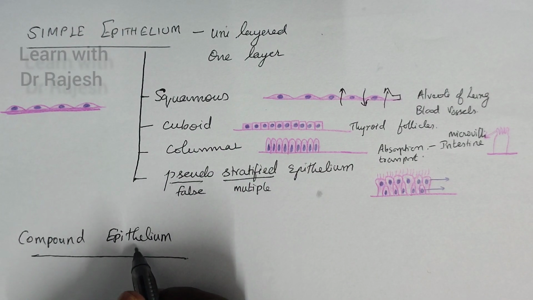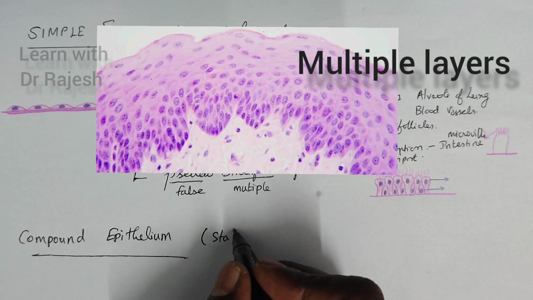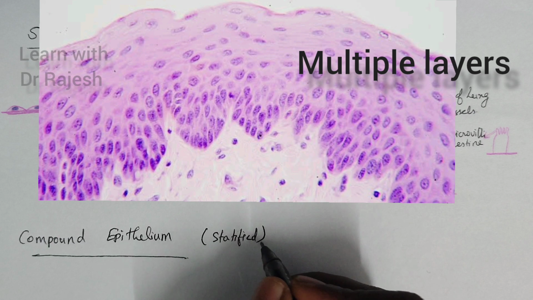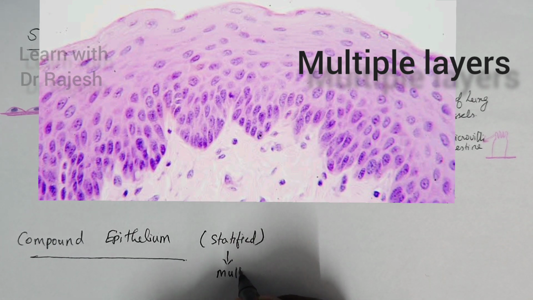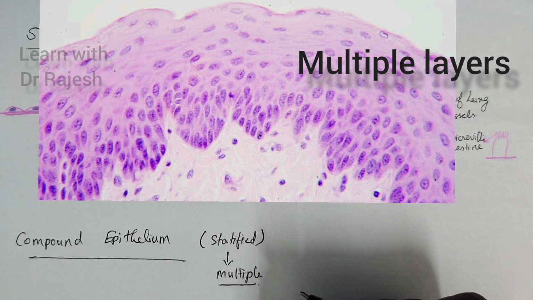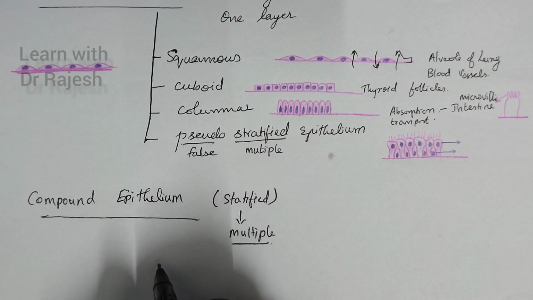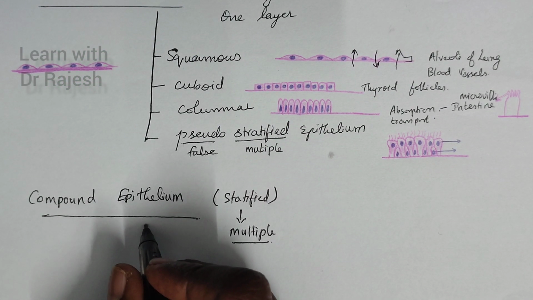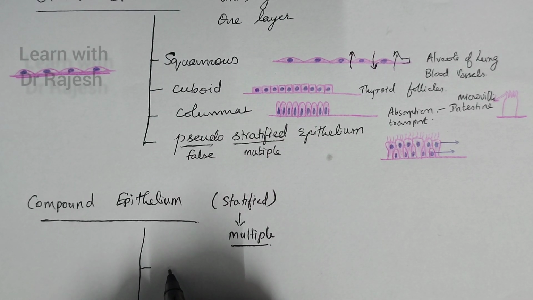Next, compound epithelium. Compound epithelium is otherwise called stratified epithelium. Stratification means multiple layers. So the cells are arranged in multiple layers. Depending on the shape of the outermost layer of the cells, the compound epithelium is classified under the following types.